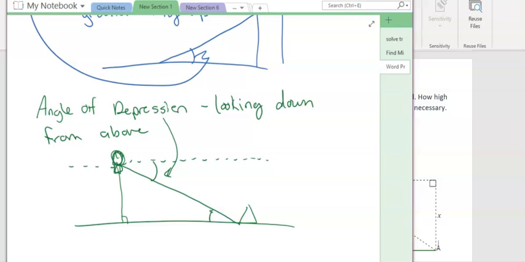It's just weird. So the reason why angle of depression actually ends up telling us the angle down here is because these two lines are parallel and these two are alternate interior angles, which means they're congruent. So that's some vocabulary, angle of elevation, angle of depression. Let's look at a couple of word problems.